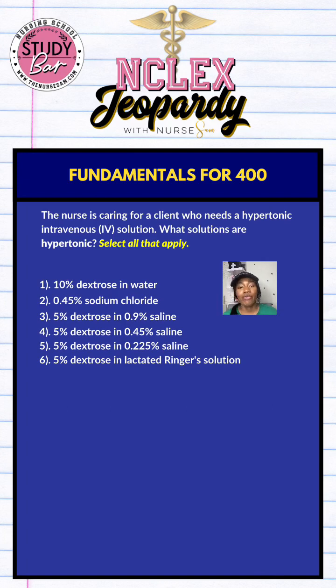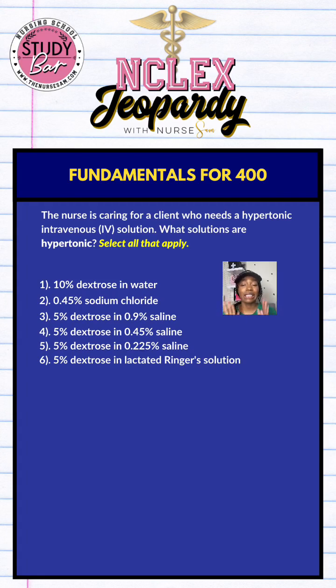This one is fundamentals for 400. The nurse is caring for a client who needs a hypertonic IV solution. What solutions are hypertonic? Select all that apply. Don't you just love that phrase? The answer choices are 10% dextrose in water, 0.45% sodium chloride, 5% dextrose in 0.9% saline, 5% dextrose in 0.45% saline, 5% dextrose in 0.225% saline, or 5% dextrose in lactated ringer solution.